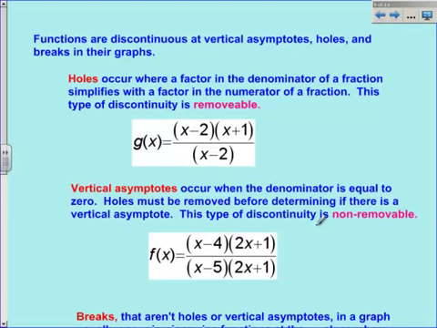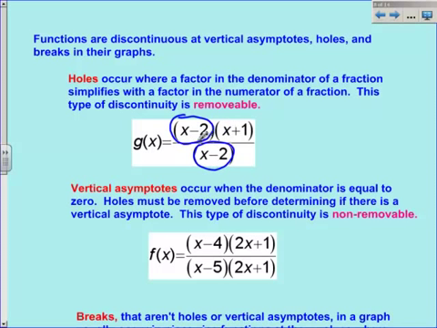So here are some things. You might just want to take a screenshot of this page, but here are some things you need to check for discontinuities: vertical asymptotes, holes, and breaks in the graph. Holes are called removable discontinuities, and they happen anytime, in factored form, you get a common factor in the top and in the bottom. That's called a removable discontinuity.